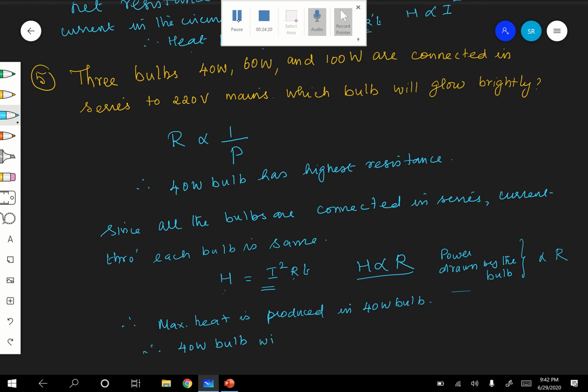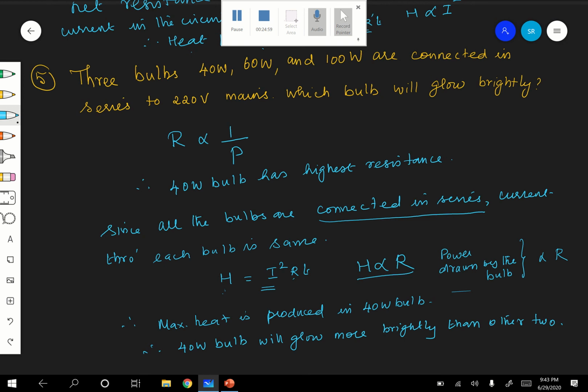will glow more brightly. Then the other two: you cannot say that because power is more, it will glow brighter. Why? The very important point is that they are connected in series. When they are connected in series, the current is the same. Therefore, now resistance matters. The resistance of the 40 watt bulb is more. Therefore, the heat produced is directly proportional to R.